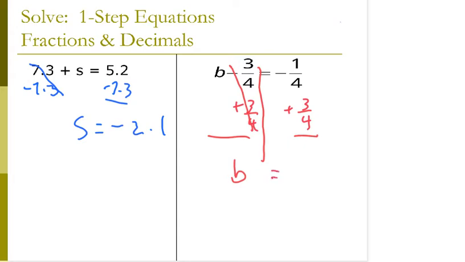and then when I add negative 1/4 plus 3/4, remember the denominators will remain the same, and I'm just working with the numerators. Negative 1 plus 3 is a positive 2. So I end up with a positive 2/4.